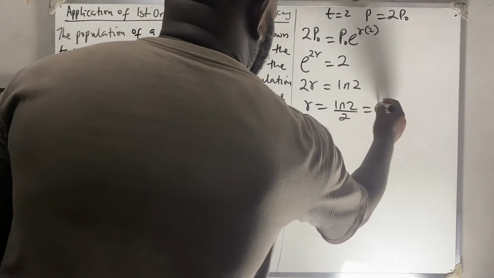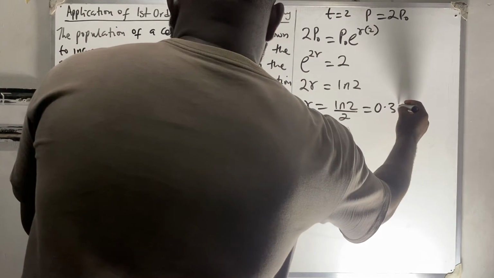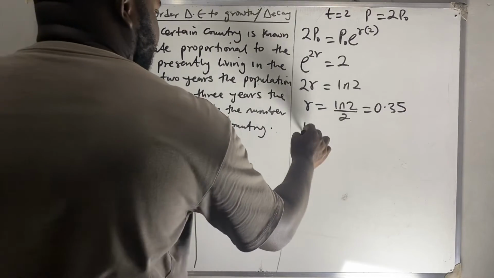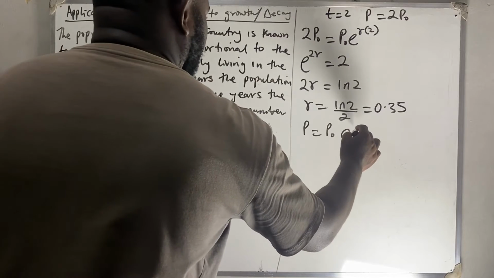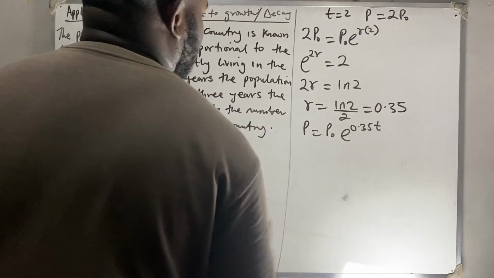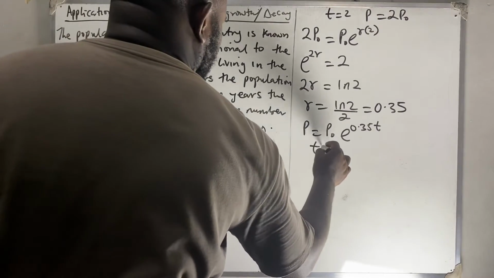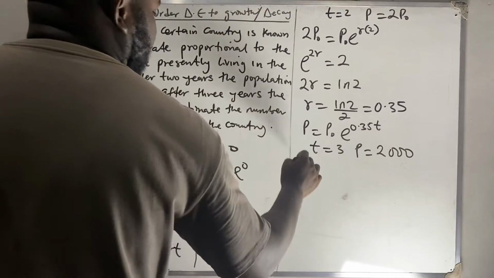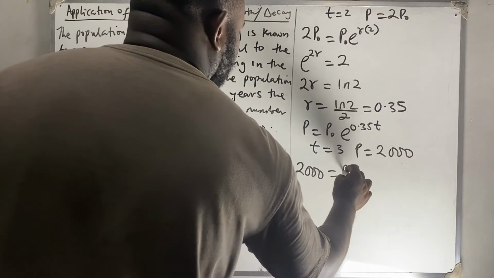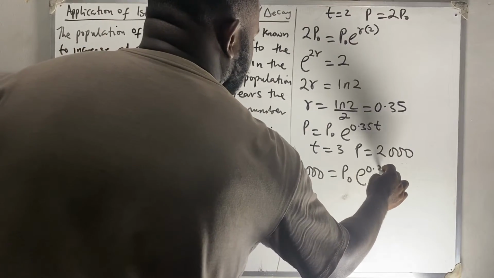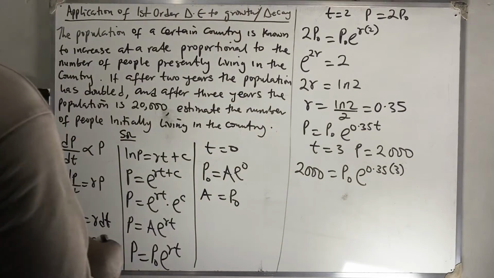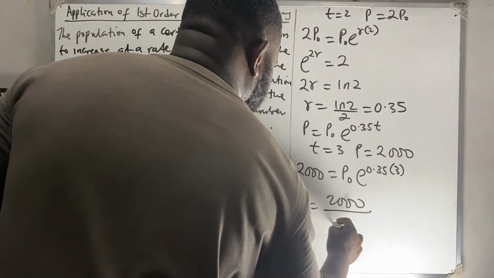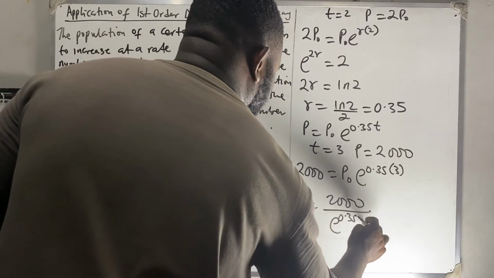I'm having that this is 0.3346, or 0.35 approximately. So now the formula becomes P is equal to P naught exponential 0.35t. Then we are told that when t is equal to 3, the population becomes 2,000. So the population being 2,000 is equal to P naught, which we don't know, exponential 0.35 multiplied by 3. So therefore, my P naught will be equal to 2,000 divided by exponential 0.35 multiplied by 3.